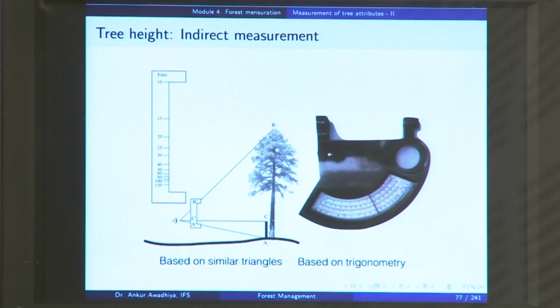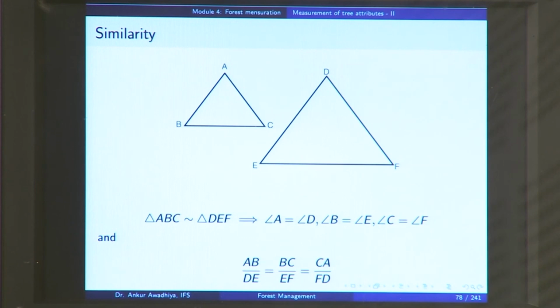So, another way of measuring the height is known as an indirect measurement. In an indirect measurement, you can make use of two principles. You can do a measurement based on similar triangles, or you can do a measurement based on trigonometry. You are not putting an instrument up till you reach the top of the tree; instead you are standing at a distance from the tree and making use of mathematical relations to get an idea of the height of the tree. The first such method is known as the method of similarity.